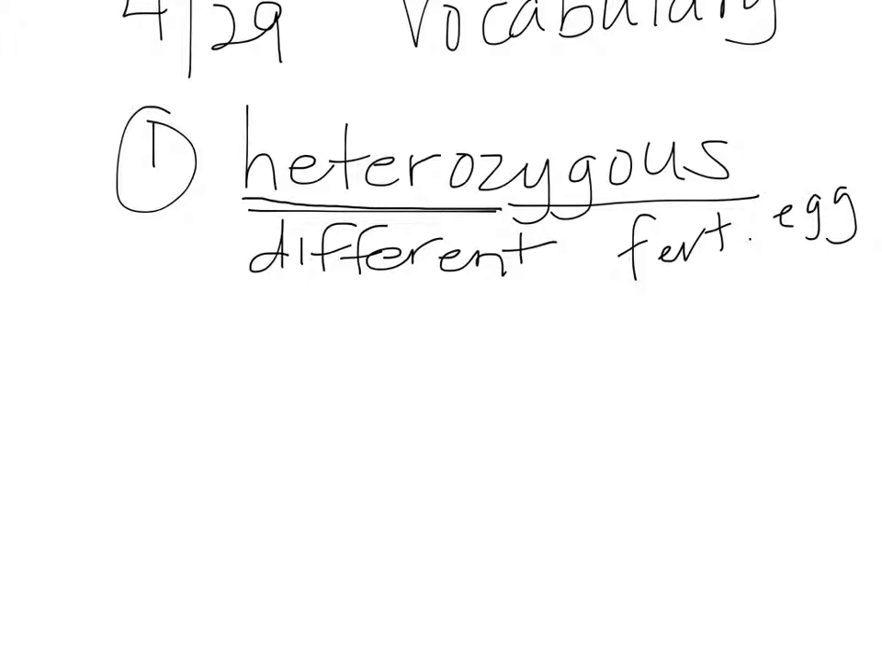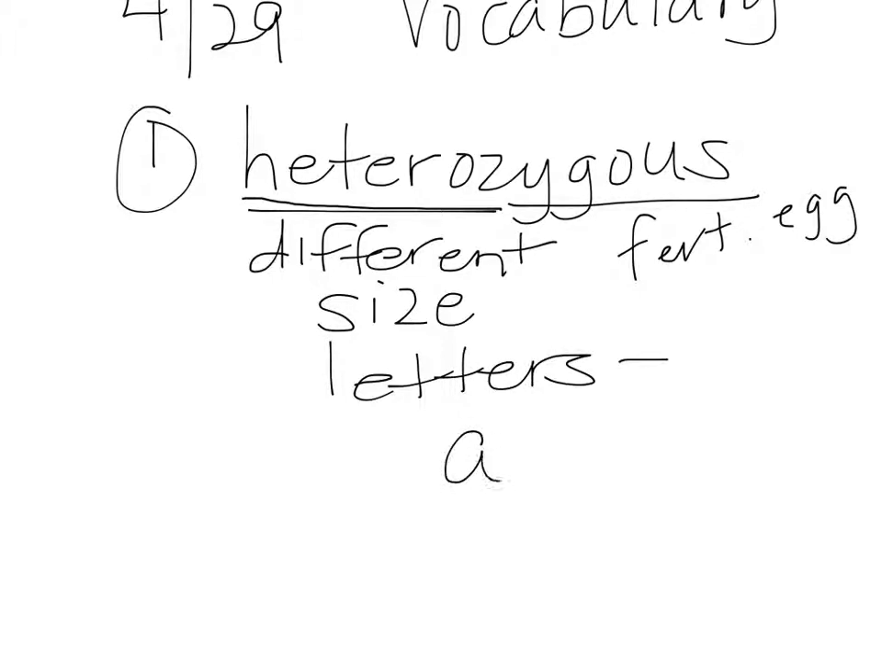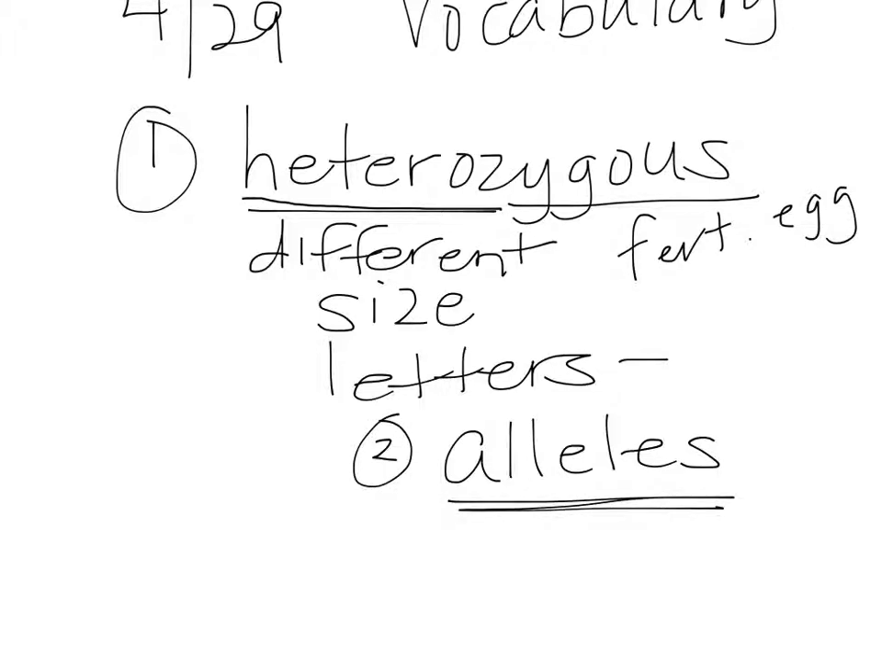But this means different size letters. In other words, capital or lowercase. And those different size letters are called alleles. So heterozygous is vocabulary word 1. Allele is vocabulary word 2.